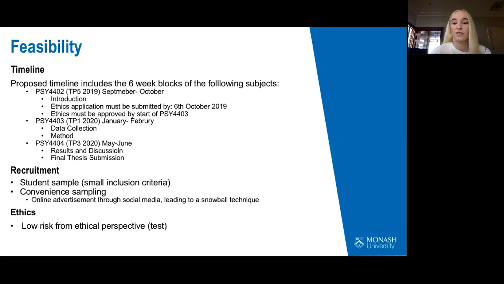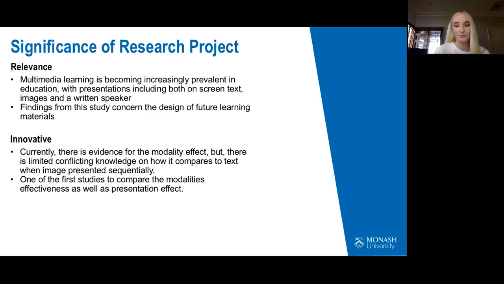The sample is students over the age of 18. As these are the only inclusion criteria, it is time effective to collect the data as opposed to a highly restrictive sample. We will use convenient sampling to accommodate for the short timeline. Participants will be recruited via online advertisement through social media, leading to a snowball technique to build up as many participants as possible. Finally, the project is low risk from an ethical perspective as it involves a test and doesn't involve the use of medication or manipulation.